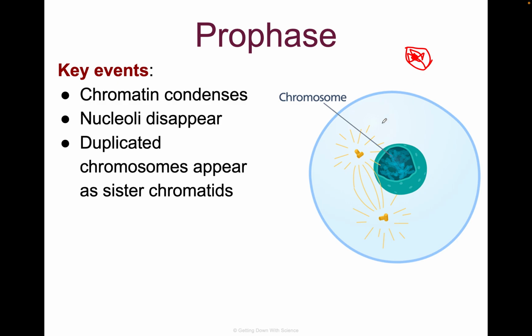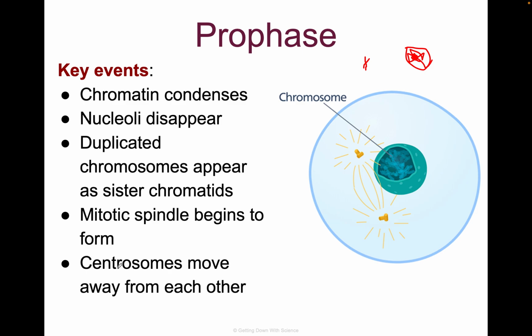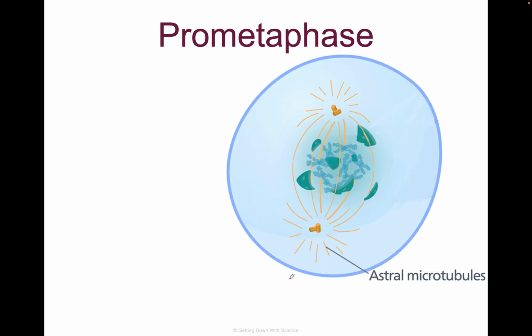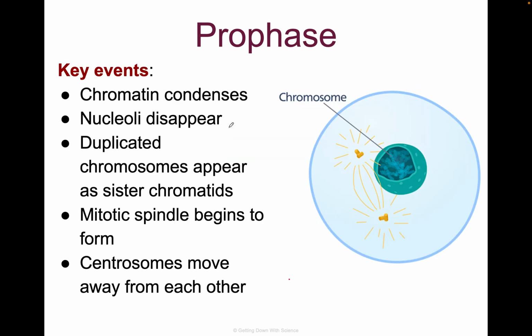Duplicated chromosomes appear as sister chromatids. So you'll start to see sort of the X-shaped thing. Mitotic spindle begins to form. It just starts to form. We start to see it form from the centrioles. And then centrosomes move away from each other. That's these things right over here. They build the mitotic spindle. Centrosomes, centrioles, for the purposes of this class, are the same thing. So these are 5 key events that happen in prophase.